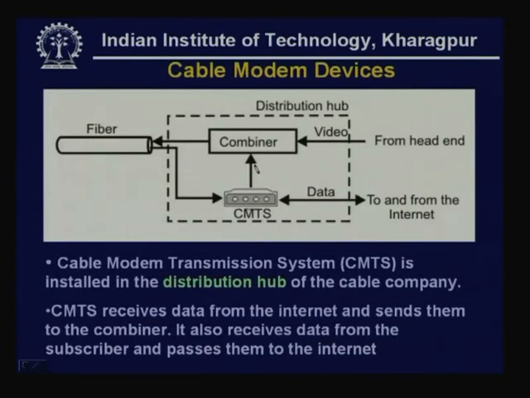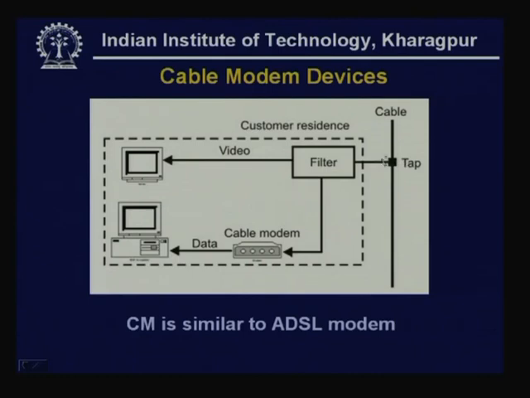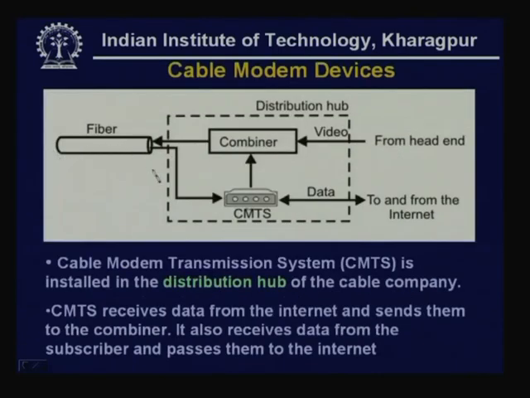Now, let us look at the system used in the distribution hub. The cable modem termination system, or CMTS, is installed in the distribution hub of the cable company. Here we see the signal comes from the optical fiber. In the previous case it was essentially coaxial cable that goes to the residences, but here the optical fiber is going to the distribution hub, and from the distribution hub, as you can see, it is bidirectional, a pair of optical fibers where we have seen that upstream and downstream fibers are there, and these two signals are coming.